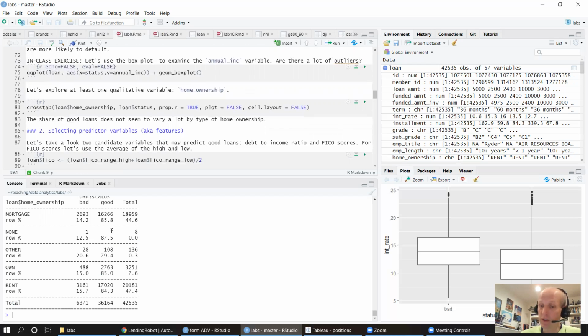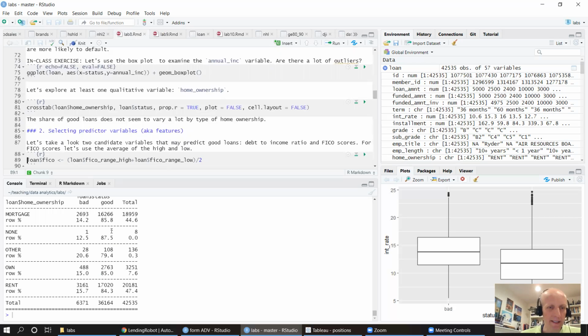Let's take a look at FICO score. Fair Isaac Company score. This measures credit worthiness. It's basically a reflection of one's past record of paying one's bills. So it has a history of your borrowing, and the higher the score, the better is that history.